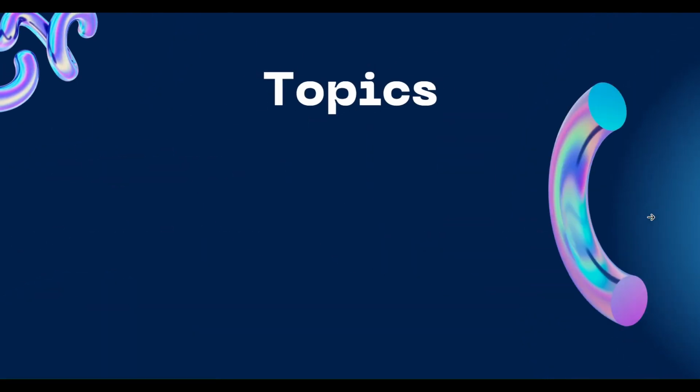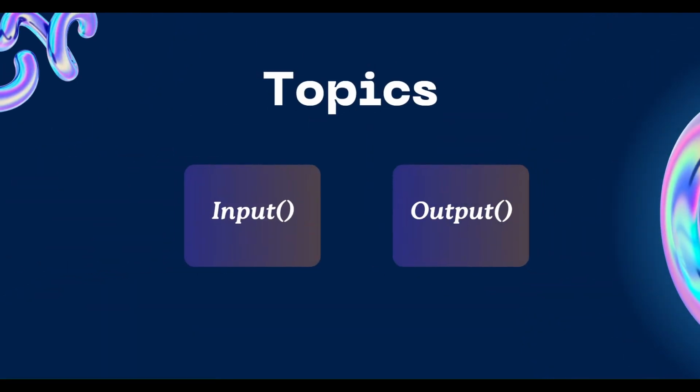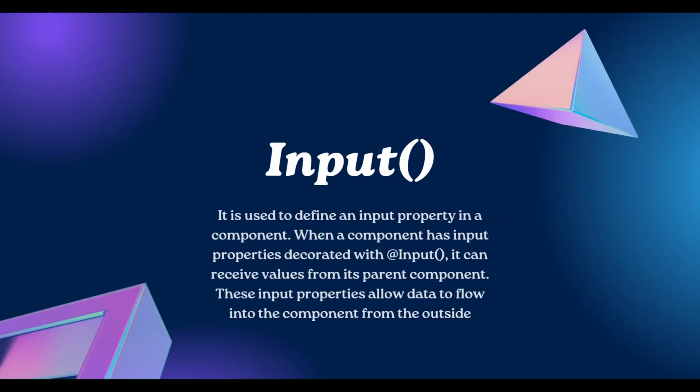So, in this lecture, we'll be having a look at what is an input decorator and what is an output decorator, and how can we use both of them together in a parent component and a child component. Okay, so let's have a look at the definition, what an input decorator means. Input decorator is usually used to provide the input properties. So it allows the flow of data from the parent component to the child component through an input property.